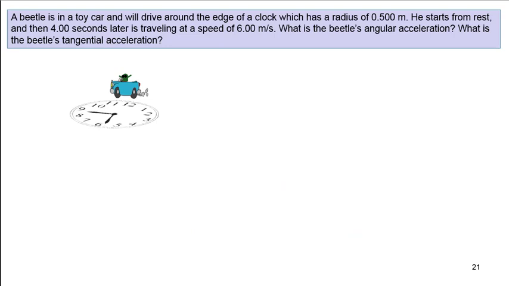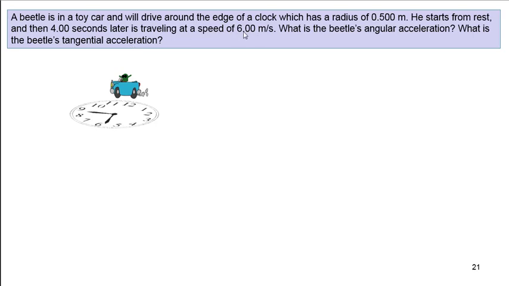Here's an example looking at angular acceleration and tangential acceleration. So press pause, think about it, and then press play to go over with me. Okay, so I'm being told the object is starting from rest. There's our little beetle. He's still having a great time in his car. He starts at rest. 4 seconds later, he's traveling at a speed of 6 meters per second as he's driving around that perimeter of the clock. I want to know what's his angular acceleration and what's his tangential acceleration.